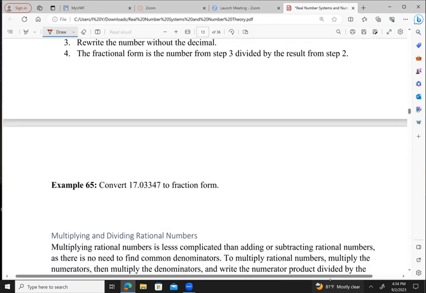So convert 17.03347 to fraction form. So how many decimal places do we have? 1, 2, 3, 4, 5. So 10 to the fifth. Well, 10 to the first is 10. 10 to the second is 100. 10 to the third is 1,000. 10 to the fourth is 10,000. So 10 to the fifth is 100,000. And then we simply write our number out without the decimal. And that is it.